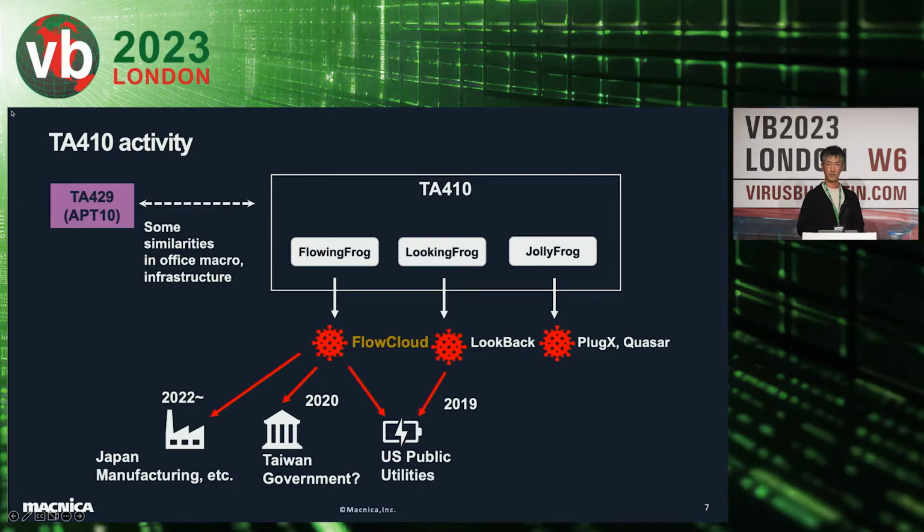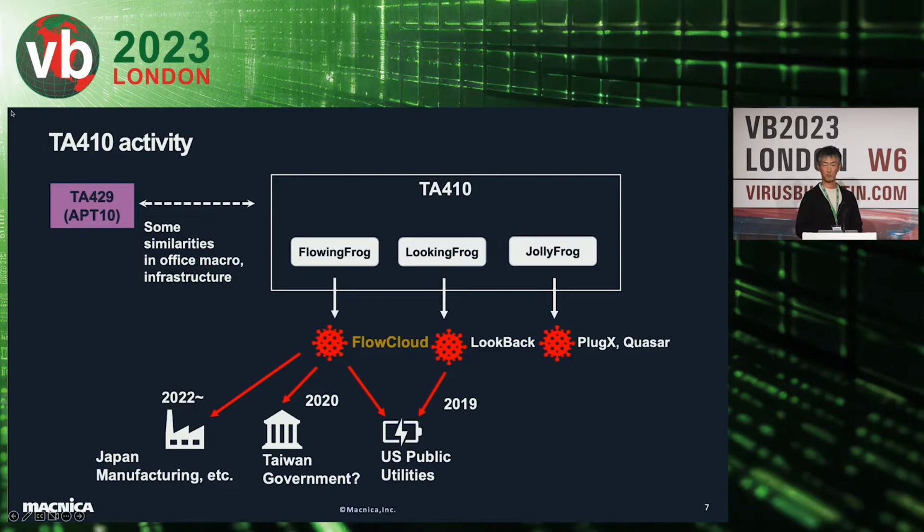TA410 is said to be a China-nexus threat actor and has a connection with TA429, also known as APT10, based on observed TTPs like macros and the C2 infrastructure. It is said that TA410 consists of 3 subgroups, and it is FlowingFrog that uses FlowCloud. The first observed campaign which used FlowCloud is a 2019 spear phishing email campaign targeting US public utilities.